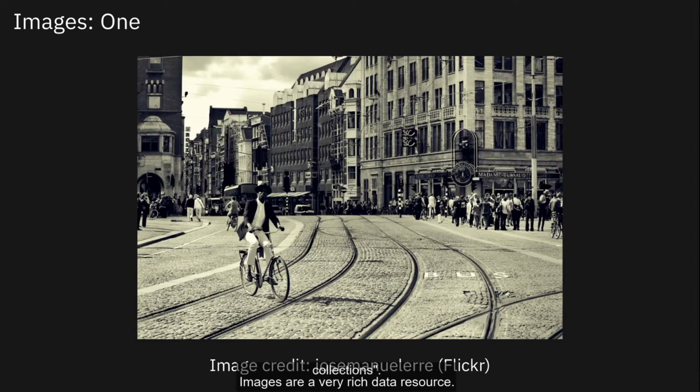Images are a very rich data resource. Just looking at this one image, we see that there is a lot going on. There's a cyclist in Amsterdam at a particular location. There's a certain artistic impression from the image, and other semantic information that jumps right at us just from looking at this one image. In the analytic context, however, we more often than not have a collection of images, which is much larger than one.